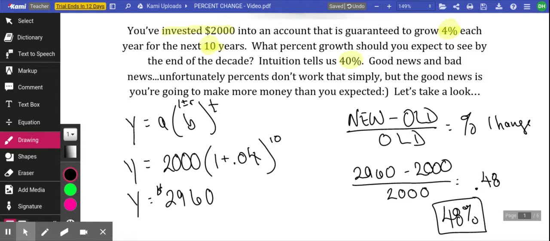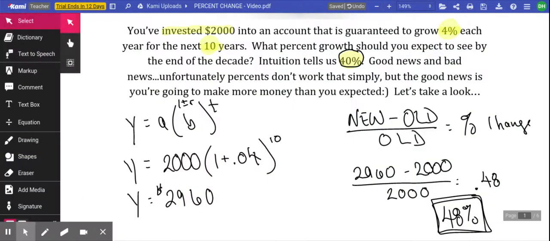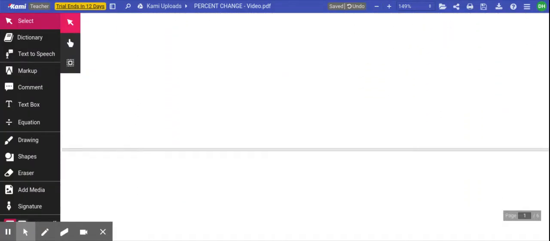Okay, so isn't that wild? We were kind of just thinking it was going to return about a 40% return on our investment. In fact, it's going to return about 48%, which is really good news because we're going to have more money than we were initially expecting. So we're going to gradually dive in and see how does that actually happen?